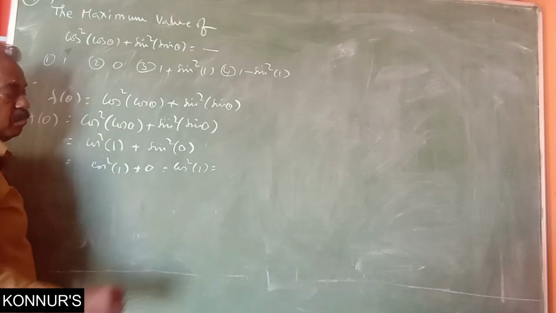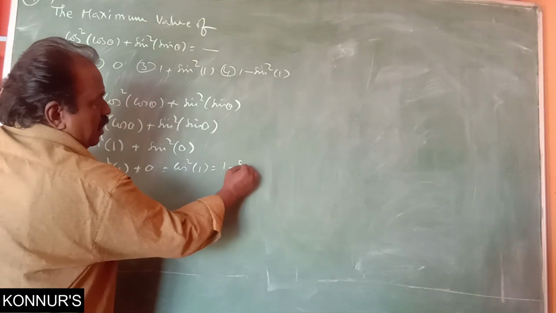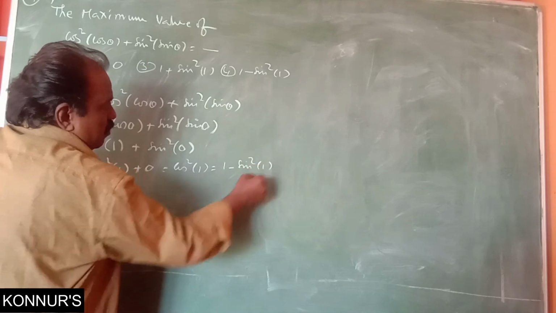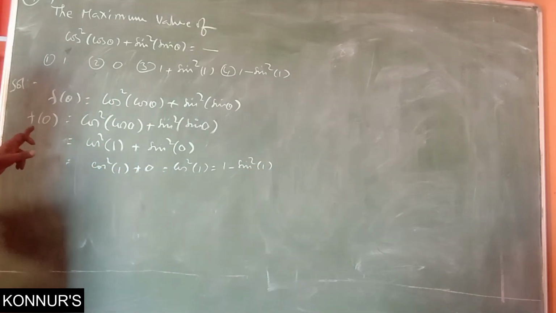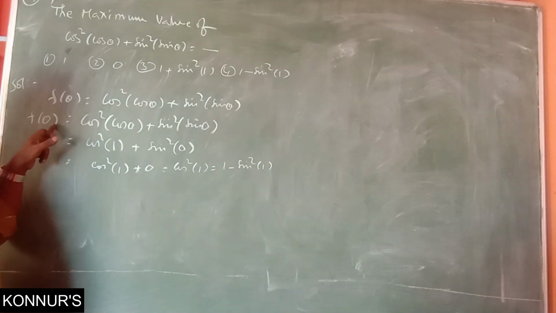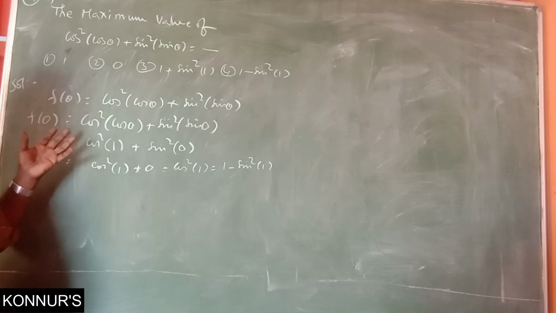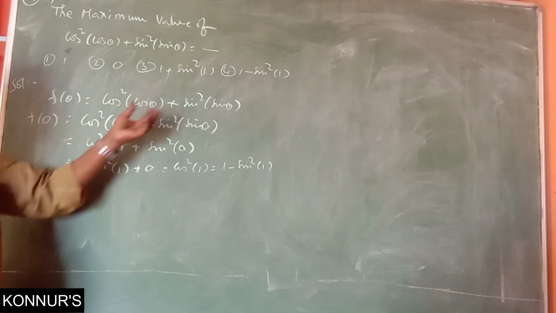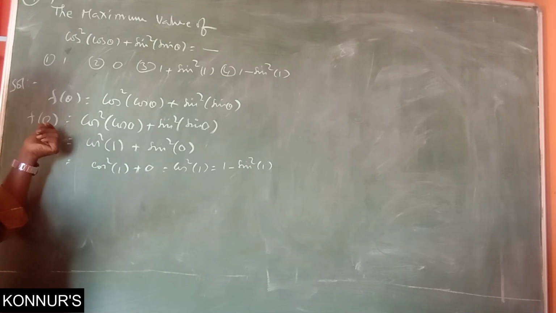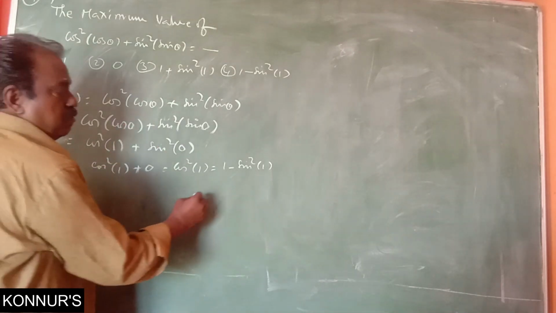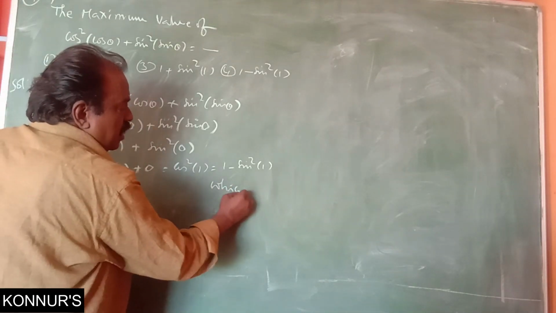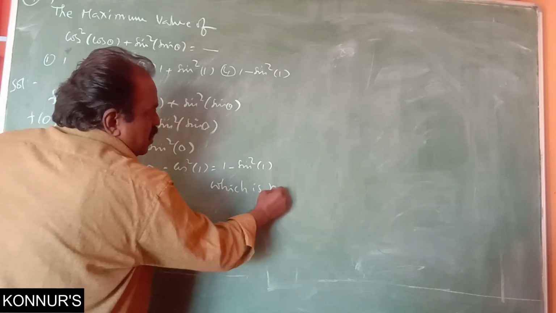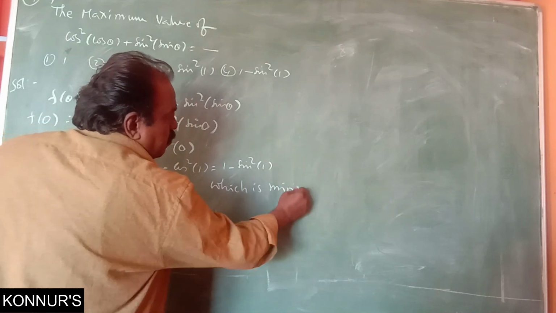It also can be written as 1 minus sine square 1. But here we are taking 0 for an expression which is in cos and sine. 0 gives the minimum value. So this is the minimum.